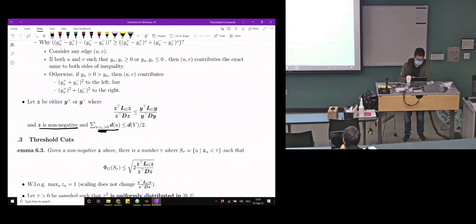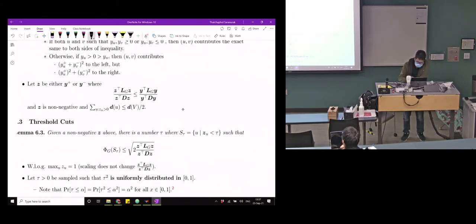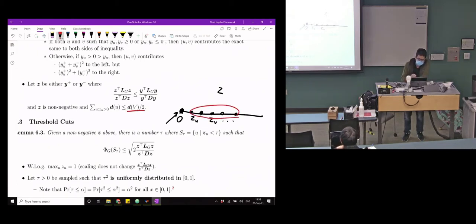So maybe just write it down. This is z, and it's now non-negative. This is 0, and this is some c u. A bunch of nodes are here at zero, but there are some nodes which are non-zero, and so on. The total degree of all the non-zero nodes is less than half.